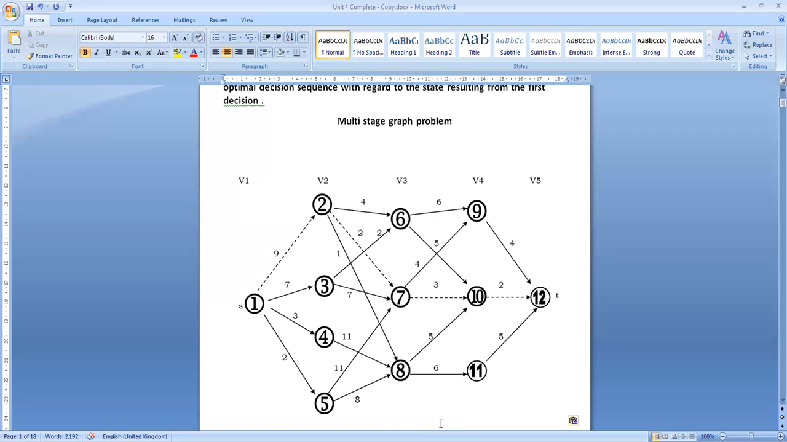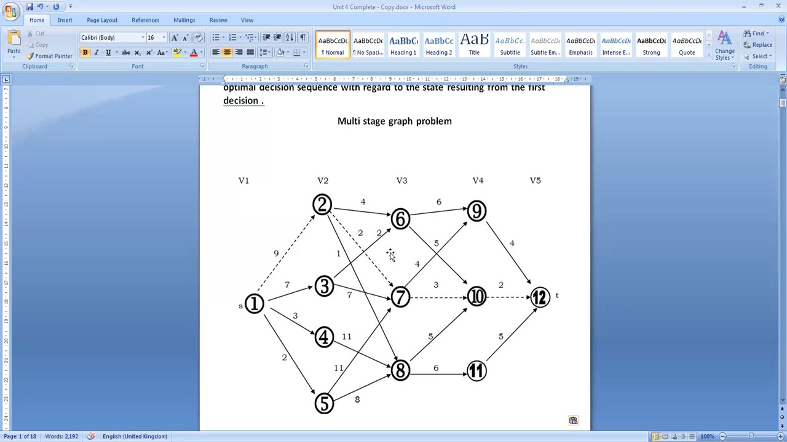Okay. Then what is the cost? The cost of an edge is the weight value given to that edge. So the cost of this edge is 4. The cost of edge 9 to 12 is 4. The cost of the edge from 11 to 12 is 5. The cost of the edge from 5 to 8 is 8. Like this, every edge is given a value. That is the cost of the edge.